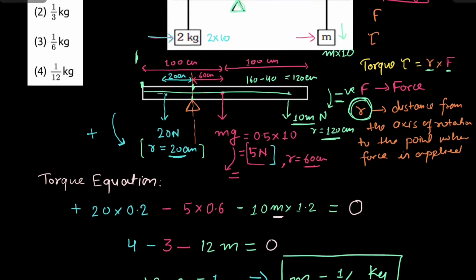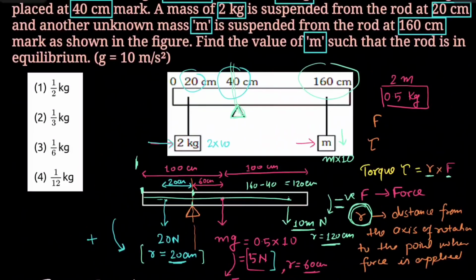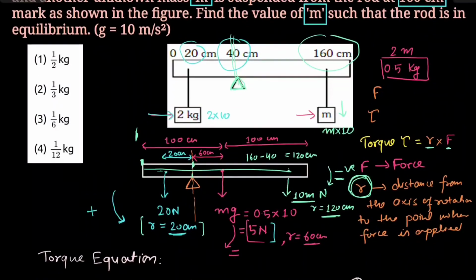So let me quickly revise this question for you once again. In this question, there is a rod. The mass of this rod is 0.5 kg. The total length is given as 2 meter. There is a wedge placed at a 40 centimeter distance from this zero reference. And there are two masses located at different locations. The magnitude of the first mass is 2 kg. The second mass is unknown to us. The value and the point at which these two masses are suspended are also mentioned in the question.